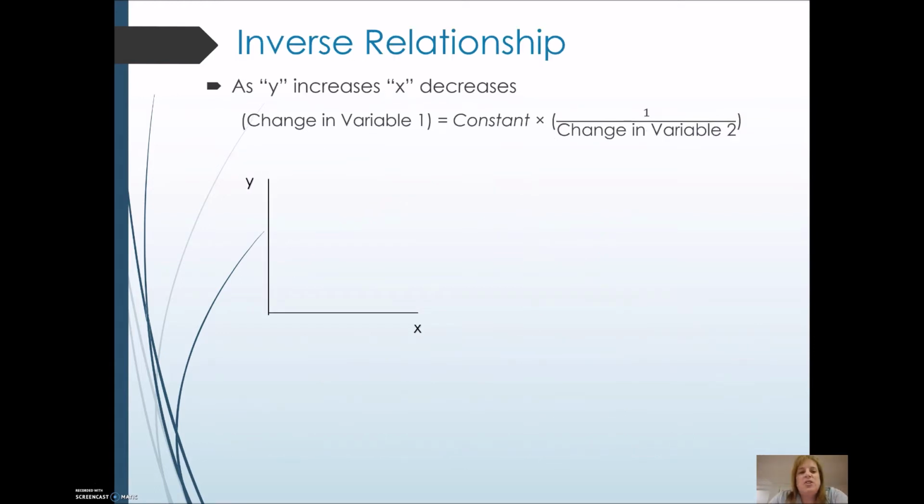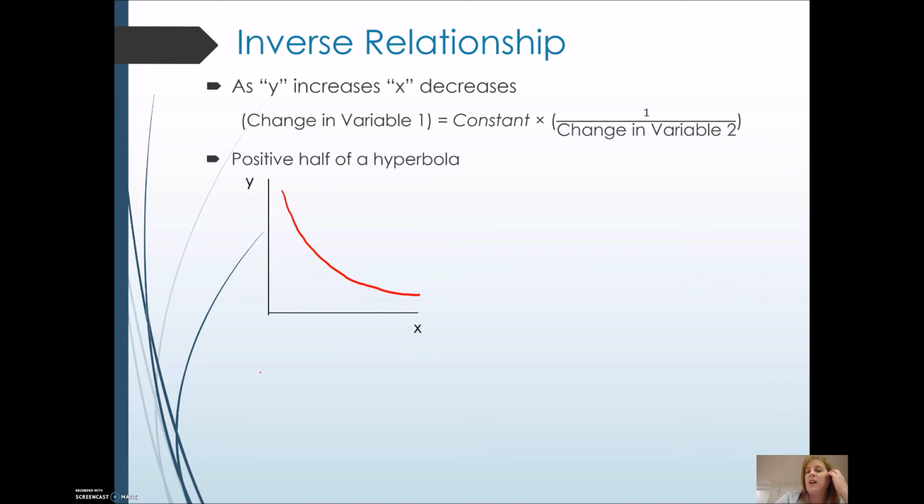The last relationship is the inverse relationship. And what that means is that as y increases, x decreases, or as x increases, y decreases. Now, most people think of inverse relationships as slanted, downward lines, so a slope that would look like this to you. But that's actually not the case. And I know you probably don't believe me, but you'll see this when we do these graphs: it looks like that. That is an actual inverse relationship.